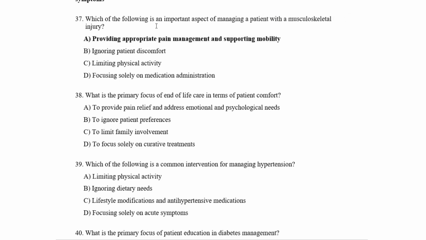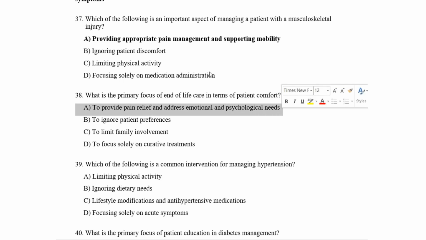त्यसै गरी हामी क्वेशन नम्बर 38 मा हेरौं त. What is the primary focus of end of life care in terms of patient comfort? Option A मा रहेछ to provide pain relief and address emotional and psychological needs. Option B to ignore patient preference. Option C to limit family involvement. Option D to focus solely on curative treatments. यसको सही उत्तर हो option A, to provide pain relief and address emotional and psychological needs.